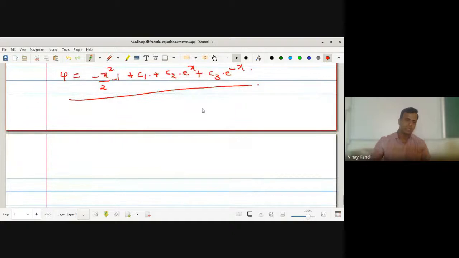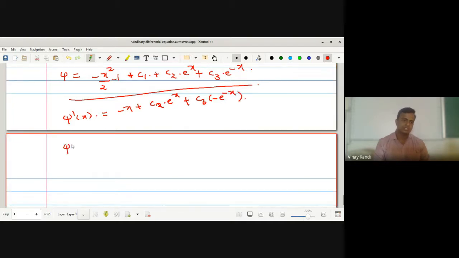Okay, now this is your psi of x. Find psi dash of x now. Psi dash of x, the given condition is still there with you. Here what will come, minus x is 0, C1 also becomes 0, C2 into e raised to x plus C3 into minus e raised to minus x. Okay, this is our psi dash of x. Psi double dash of x is equal to, here we get minus 1 plus C2 into e raised to x plus C3 into e raised to minus x.